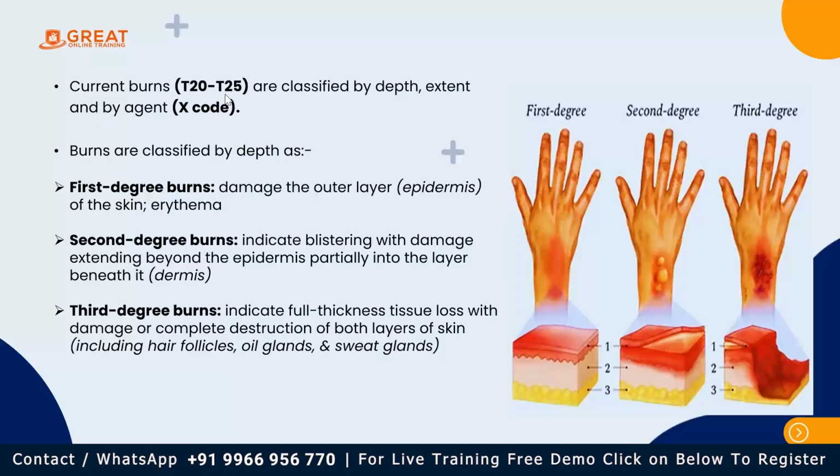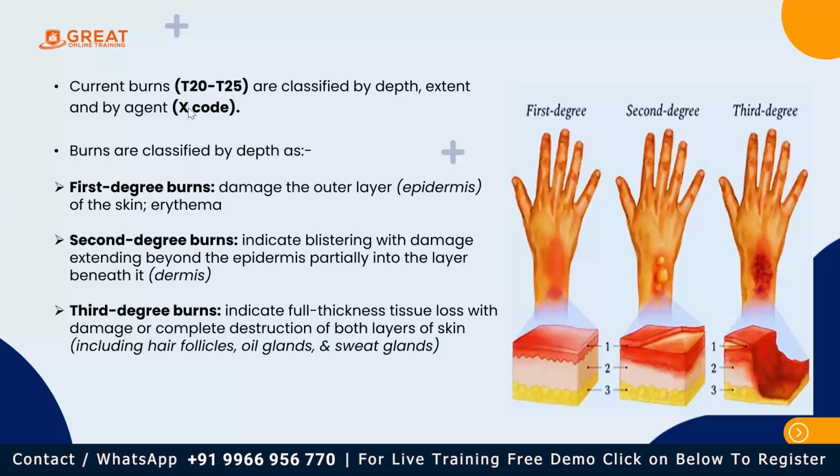What happened? I don't understand that point. Okay. So if current burns are there, we have to code them using the T20 to T25 category. This is the category for burns. For injury or fracture coding, we have the S category, right? Yes, I understand.